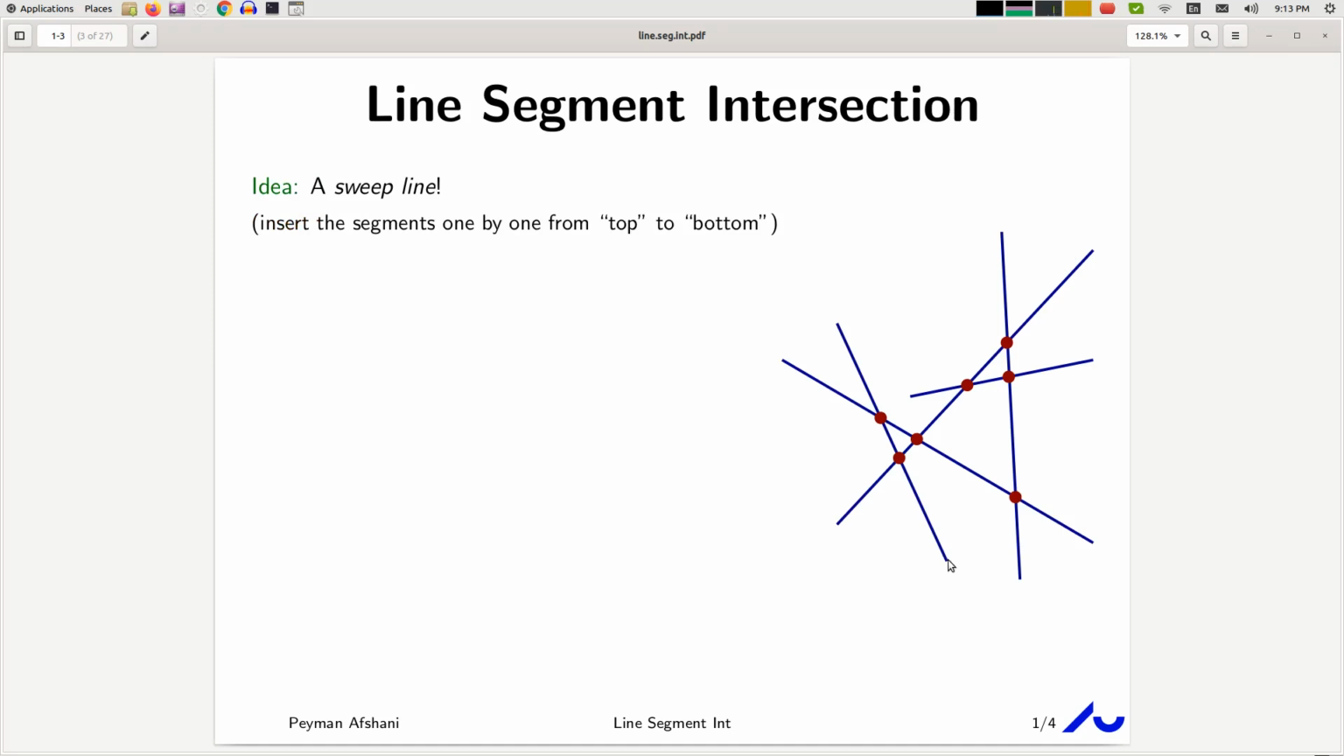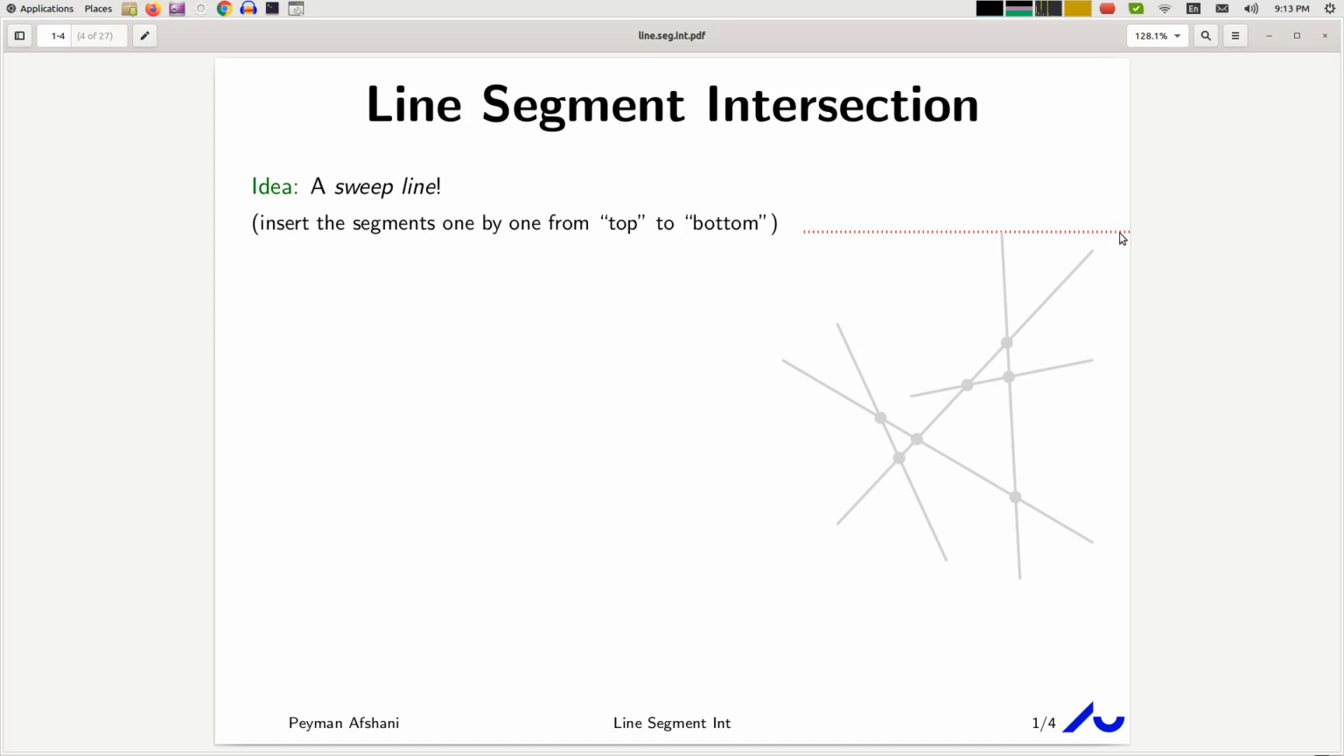As I said, the idea to solve this problem is to use a sweep line. I will basically mention the basic idea of the sweep line, and then we're going to fill in the details. So the sweep line idea is something like this. Imagine a horizontal line starting at plus infinity. And we slowly move this line downwards, and as soon as we hit one of the line segments, we know that it's there.